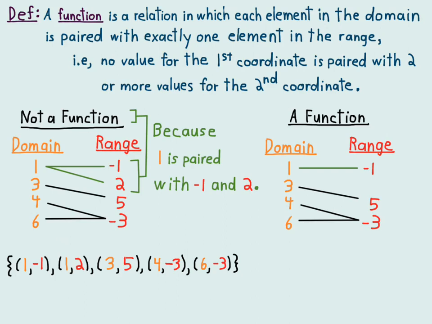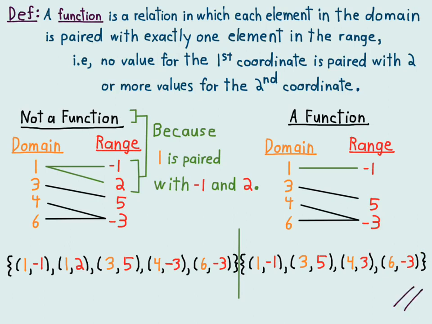Then I just wrote out the set for the one that is a function, and you'll notice that the first coordinates never repeat, right? You have 1, 3, 4, and 6. Those are 4 different distinct numbers. So you don't have a first coordinate occurring twice.